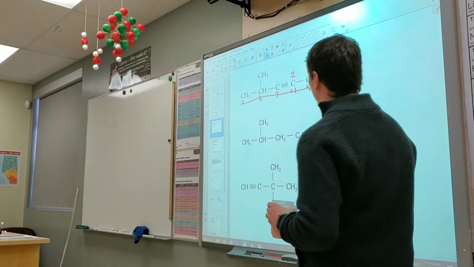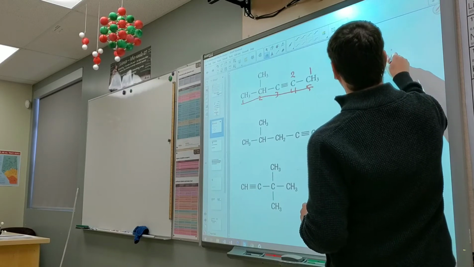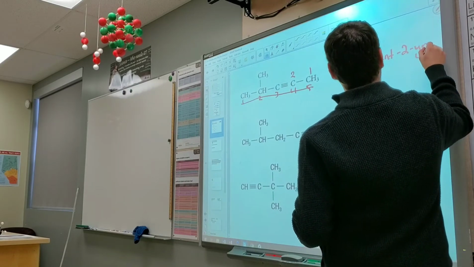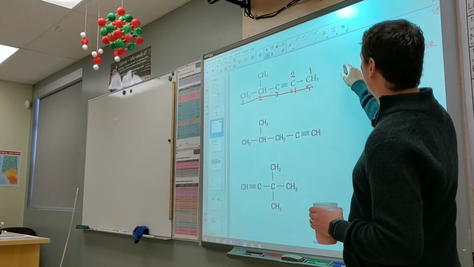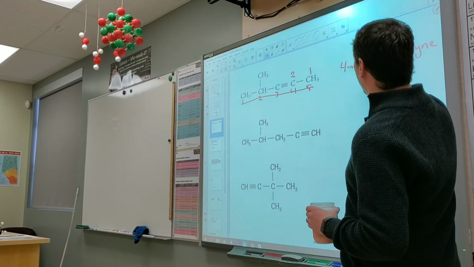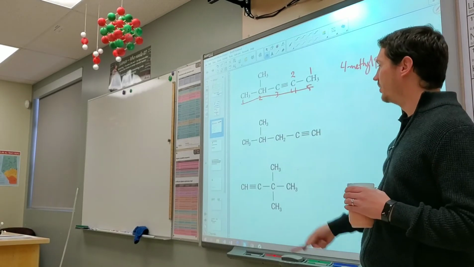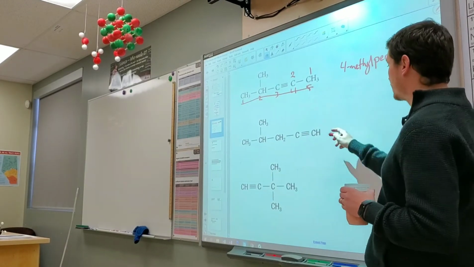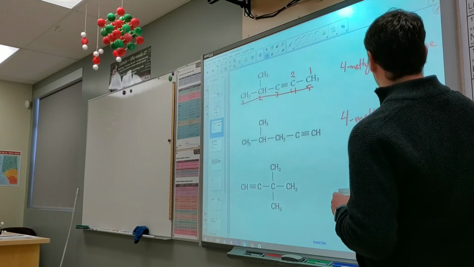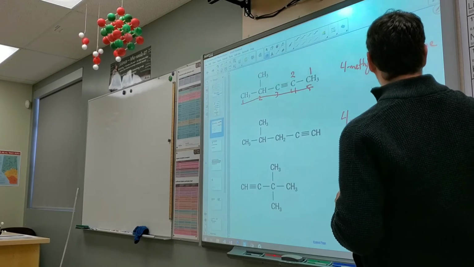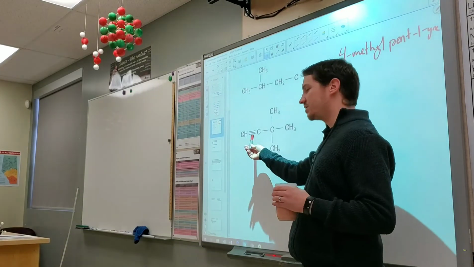2. So this is going to end in pent-2-yne. And where's the branch? 4 methyl. On 4. So 4-methylpent-2-yne. Good. What's the only difference between the top one and the middle one? Yeah, this is 4-methylpent-1-yne. Good.